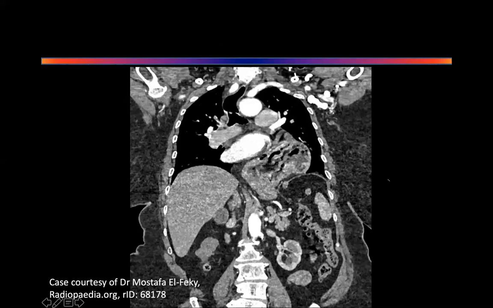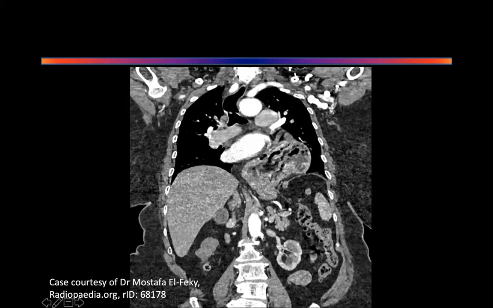Sagittal section of chest CT scan. We can see the herniation of the abdominal contents into the mediastinum. So it's again a paraesophageal hernia.